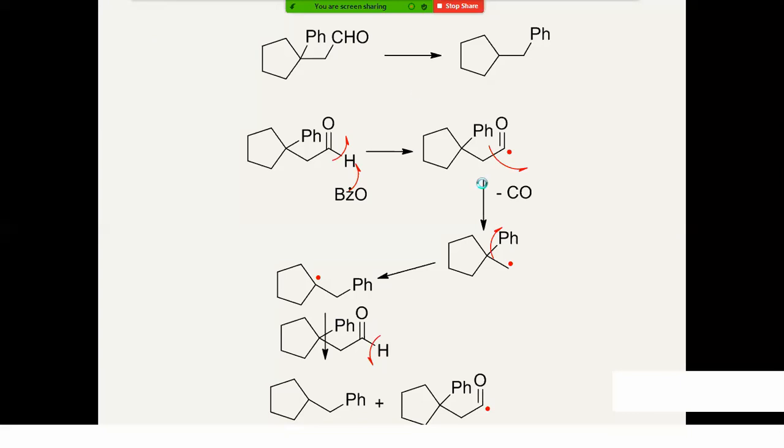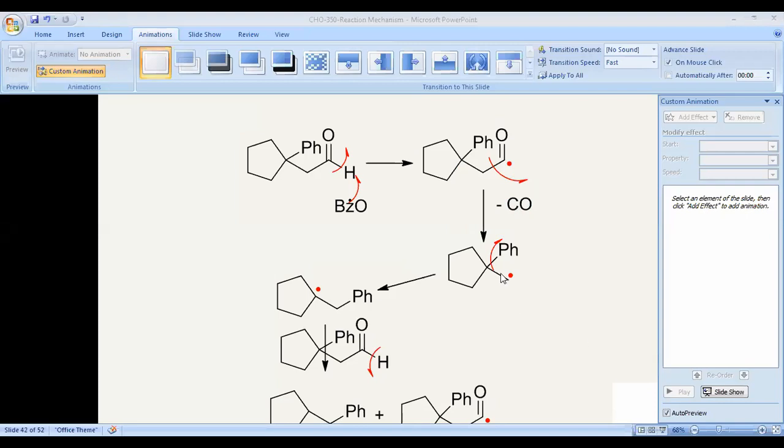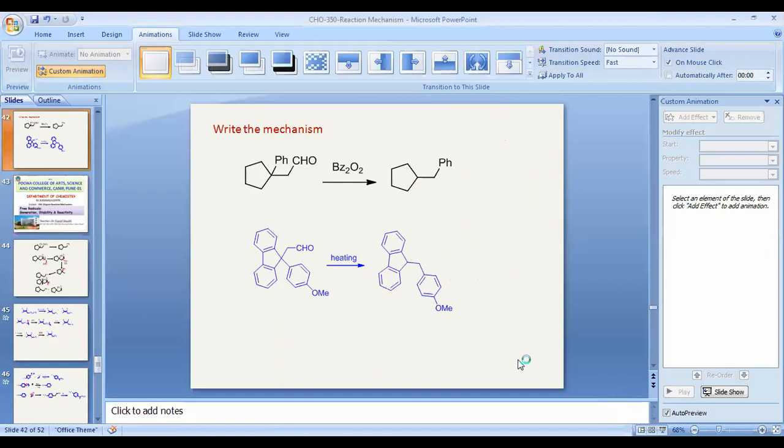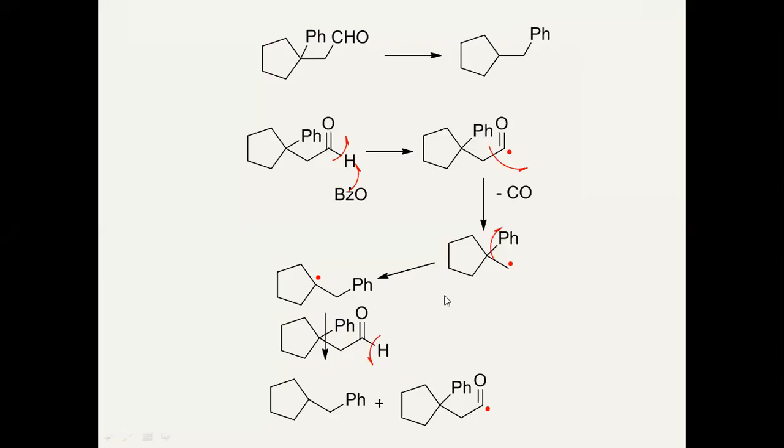which forms a radical. That radical undergoes loss of carbon monoxide, and there is a further breakage of this Ph-carbon bond. Okay, fine. And this Ph migrates here. There is a generation of another radical.